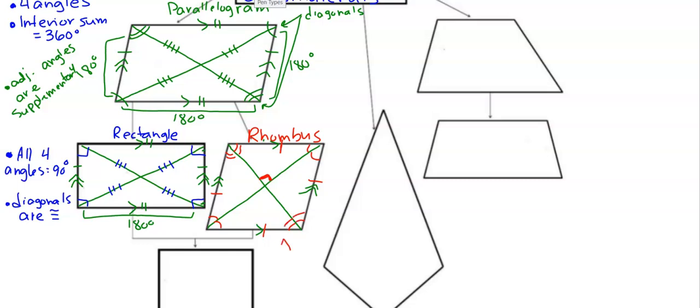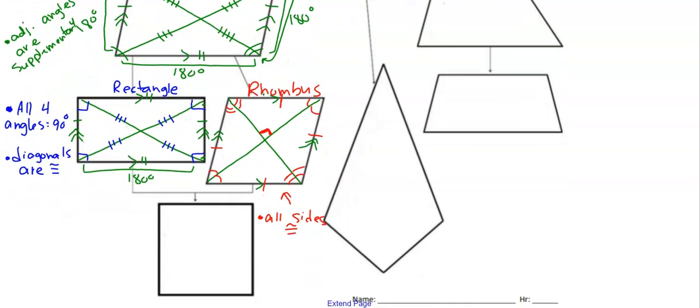Where are we going to write this? Right here. We're going to say all sides congruent. Diagonals are perpendicular. I'm going to use that symbol for perpendicular. That's right here. And then your diagonals also bisect the angles.